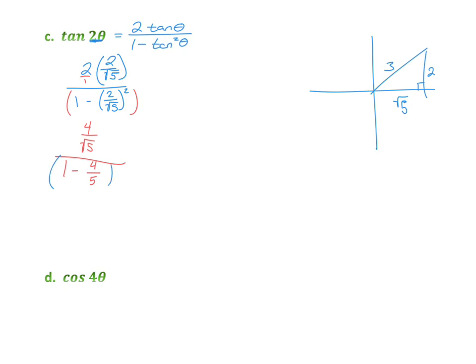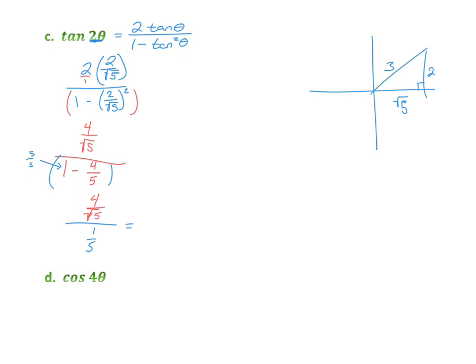So 1 minus 4 over the square root of 5. Well, 1 in terms of fifths is 5 over 5. So 5 fifths minus 4 fifths is 1 fifth. So on the bottom we get 1 fifth. On the top we still have our 4 over the square root of 5.